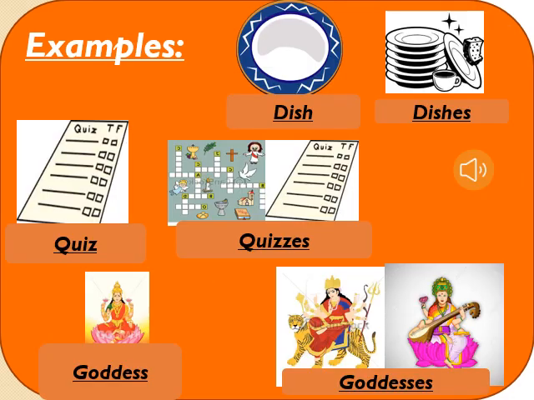Let us explore more words to widen your vocabulary. Suppose first, dish, dishes. Here dish is ending with the sh sound. So the plural form will become dishes. In the same way, quiz, quizzes, goddess, goddesses, princess, princesses, and many more. So always keep it in your mind to follow the rule and then convert it into its plural form.